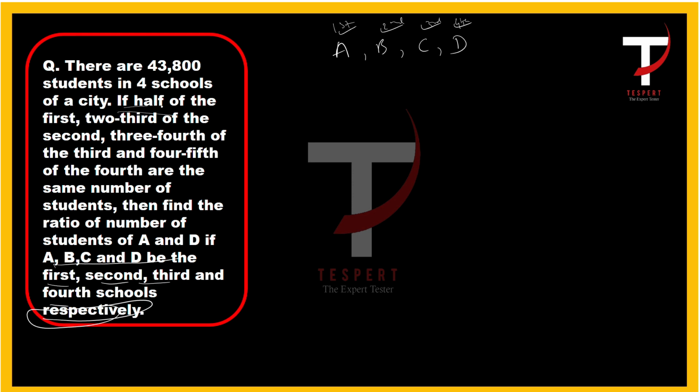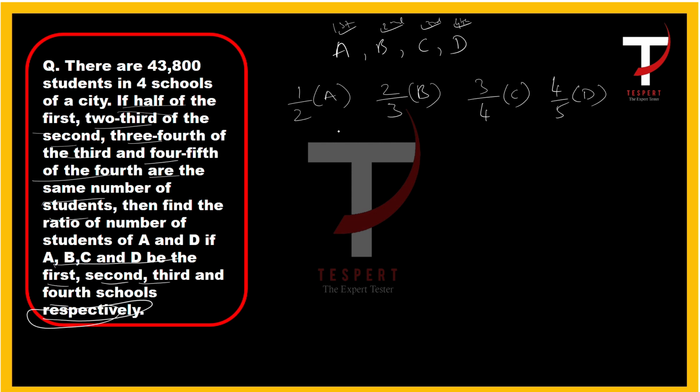What is given? Half of the first school, half of A, and 2/3 of the second school, 3/4 of the third school, which is C, and 4/5 of the fourth school, that is D, are the same number of students. So all these are equal, so just equate. So what is the value of A?